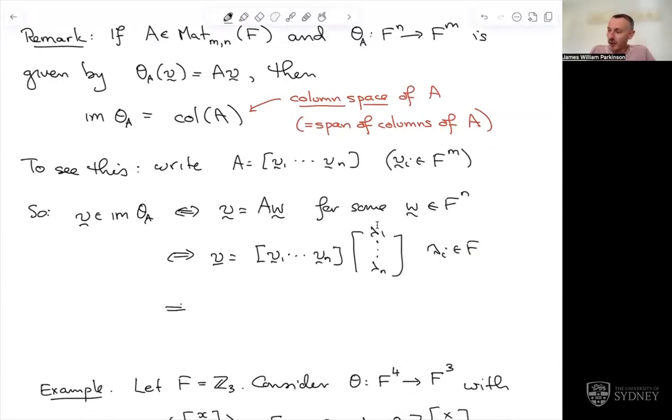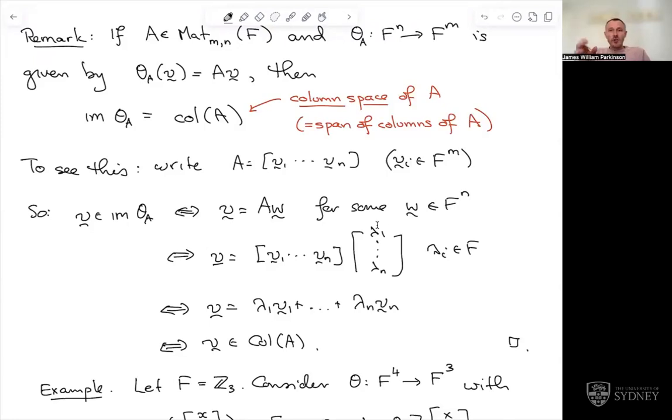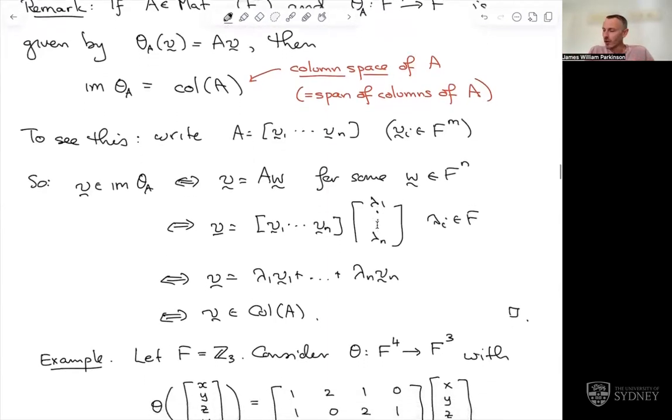And by the way, that's how matrix multiplication works. That's saying V equals lambda 1 V1 plus dot dot dot plus lambda n Vn. And that's saying, if and only if, V is in the column space of A. Okay, so remember that fact: if a linear transformation is given by matrix multiplication, then the image of that linear transformation is exactly the column space of that matrix. All right, great.